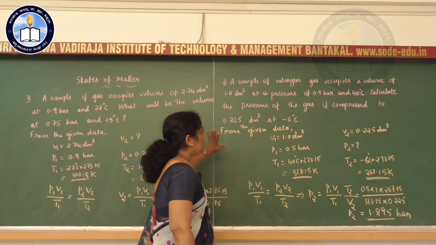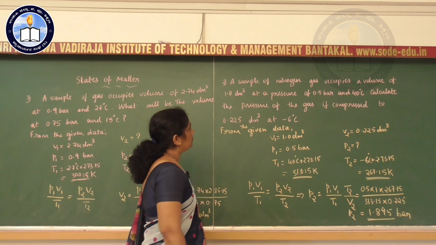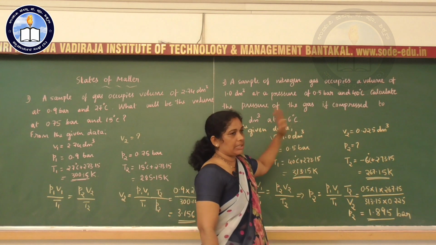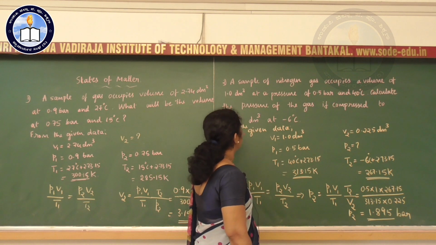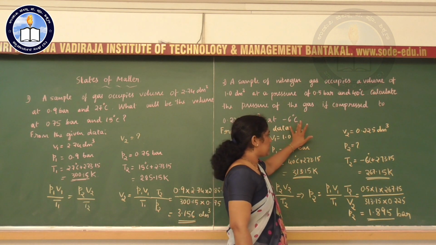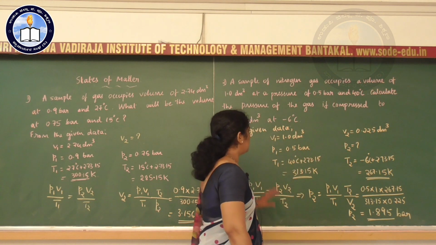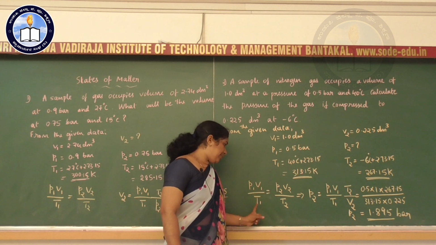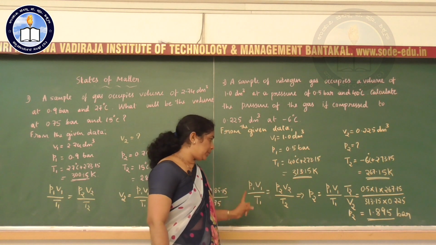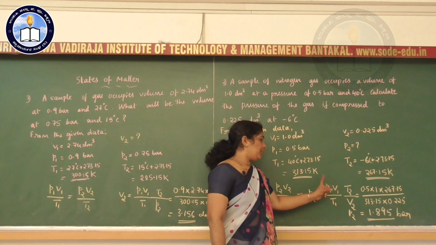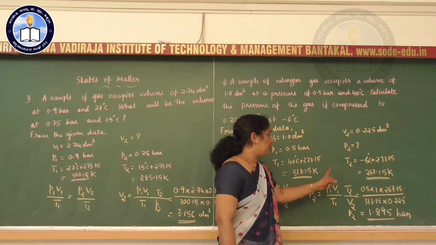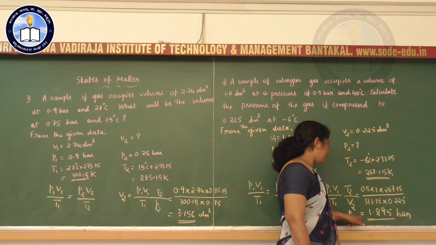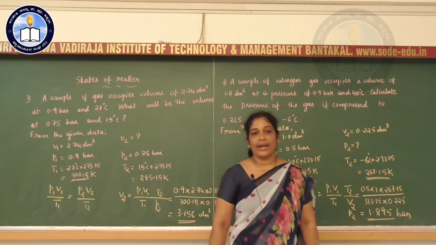Once again, this problem is similar to the earlier one. Here also, in the initial state, volume, pressure and temperature are given. In the next state, only volume and temperature are given. Pressure we have to find out. So we know that the combined gas equation is P1 V1 by T1 is equal to P2 V2 by T2, or P2 is equal to P1 V1 by T1 into T2 by V2. On substituting the values, we get P2 as 1.895 bar.